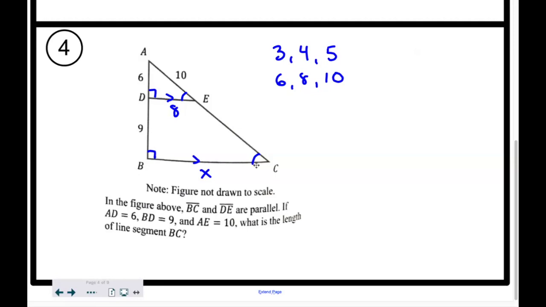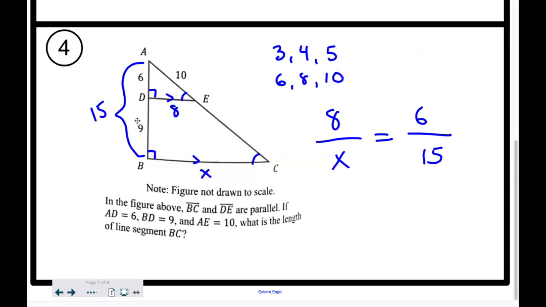So then we set up a proportion because this triangle is similar to the big triangle. So 8 over x, this is where we have to be careful. We are going to do 8 over x, and then that's 6 over, not 9, the whole length of the triangle, which is 15. I get that by doing 6 plus 9. Now I have a pretty easy problem.